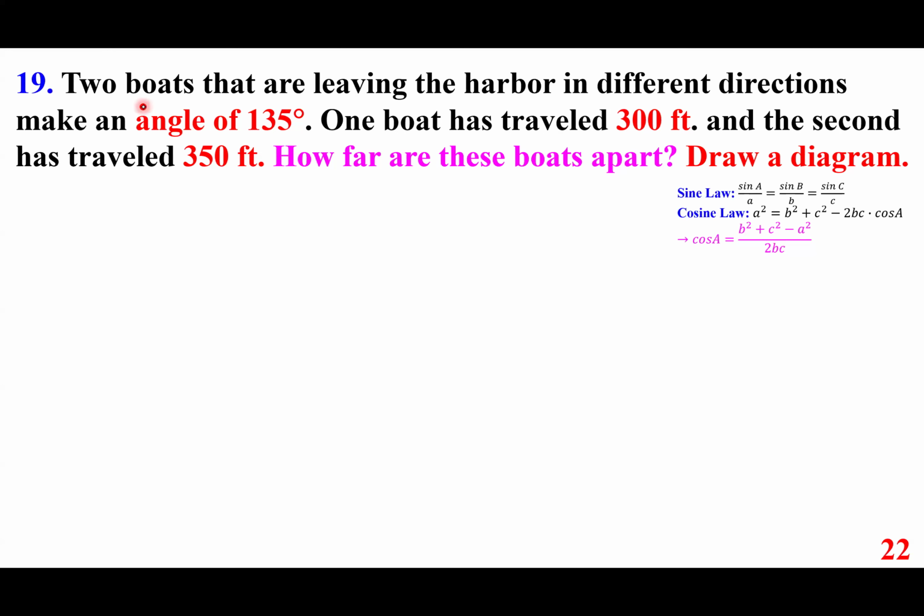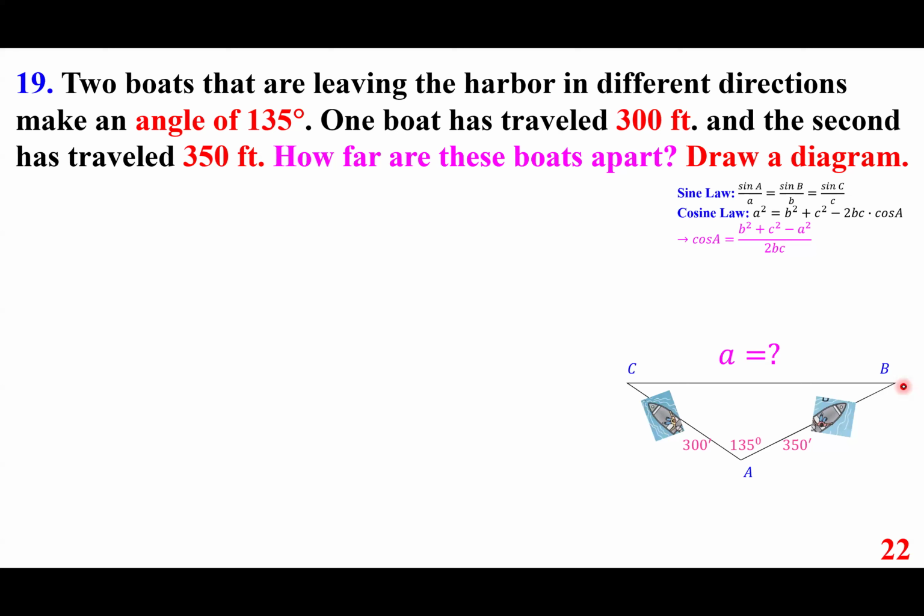Two boats that are leaving the harbor in different directions make an angle of 135 degrees. One boat has traveled 300 feet and the second one 350 feet. How far are these boats apart? So here's the drawing, here's the setting. I can't emphasize this enough. You have to have that. And so the bottom line is this distance is 300 feet. Distance is 350. They make an angle of 135 degrees. The question is, what is this?